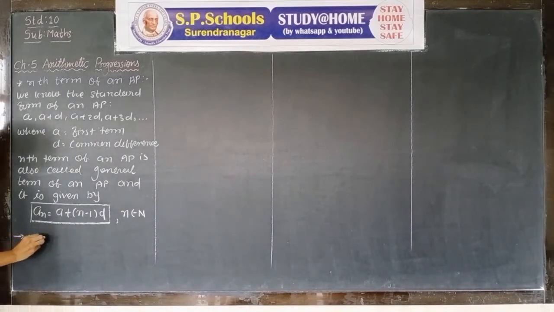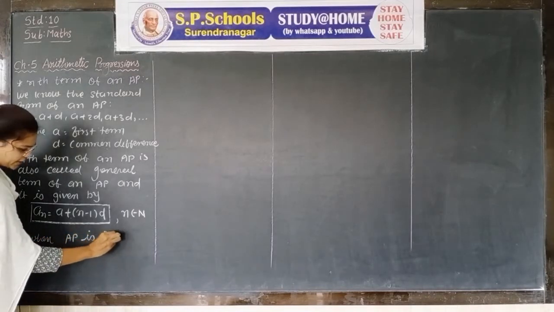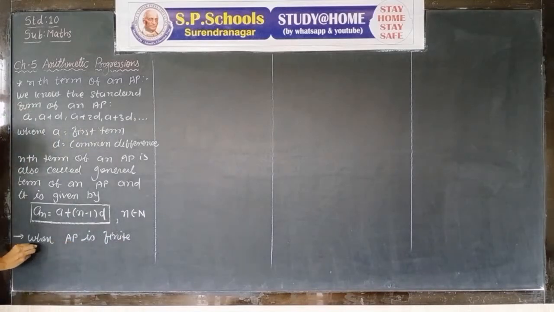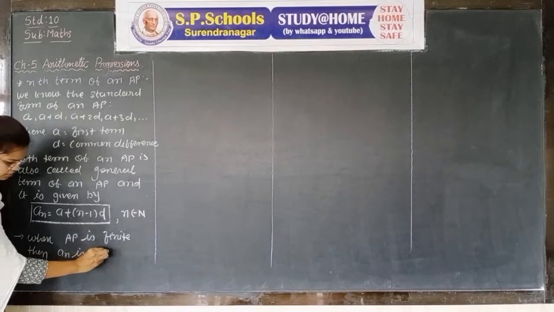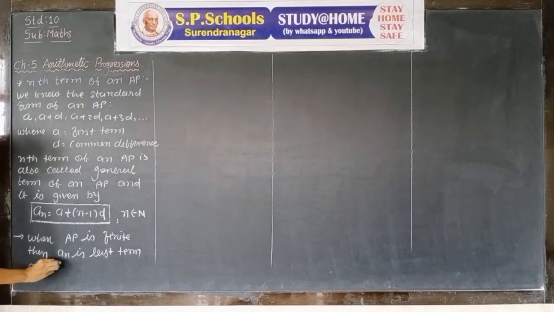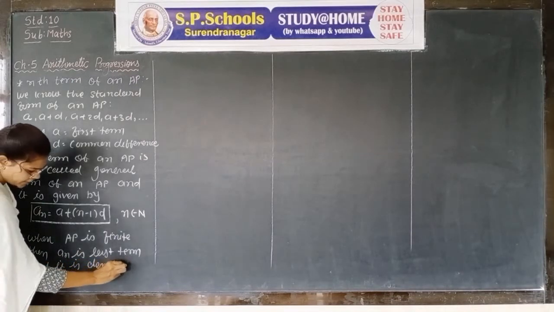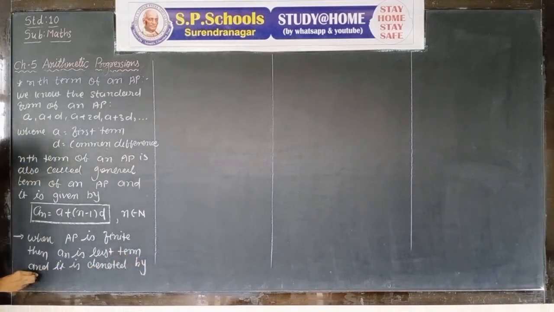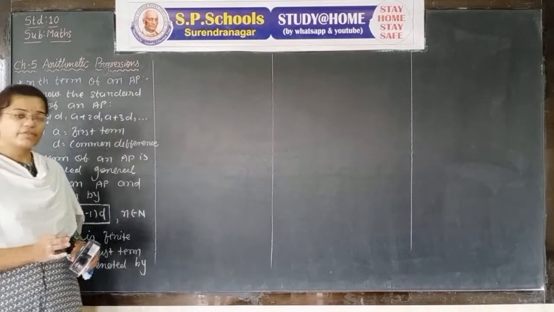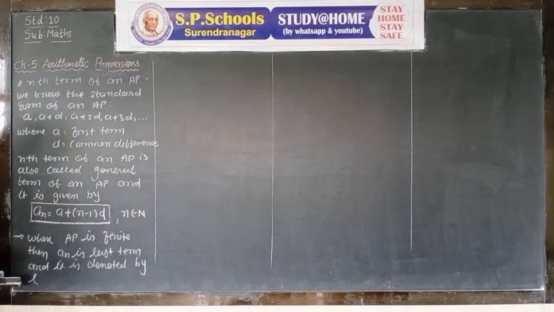When the AP is finite, then an is the last term and it is denoted by l. L means last term. Whenever a finite AP is given, an is called the last term and it is denoted by a small l.